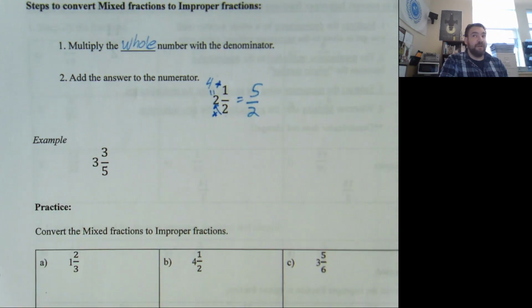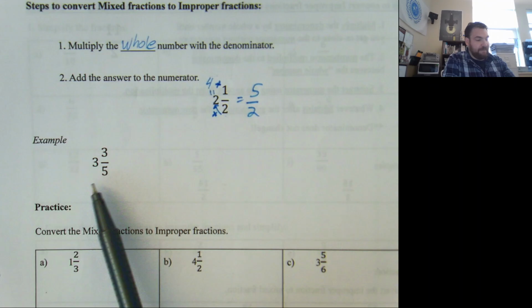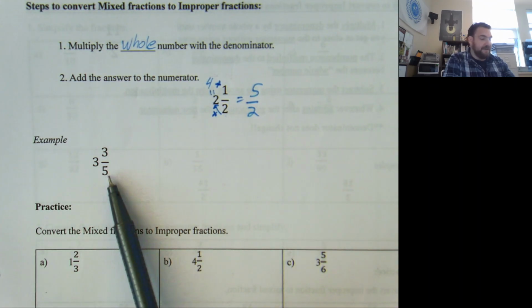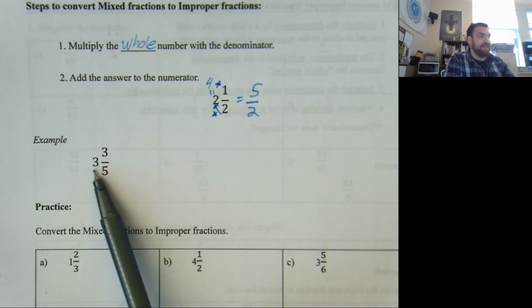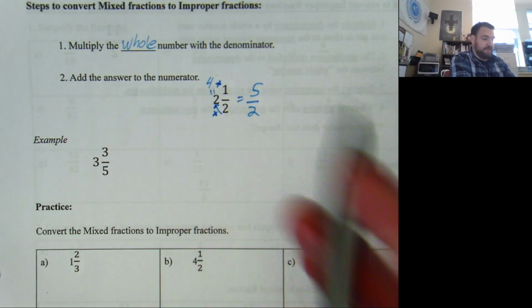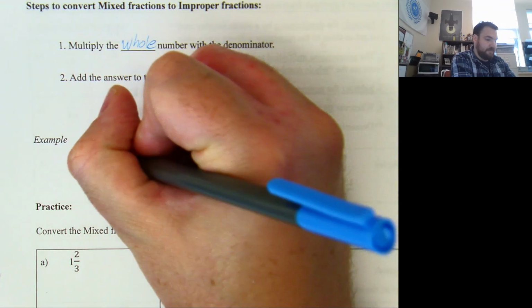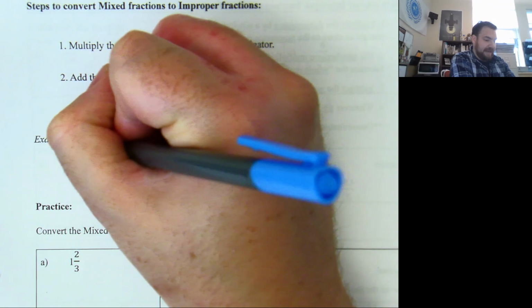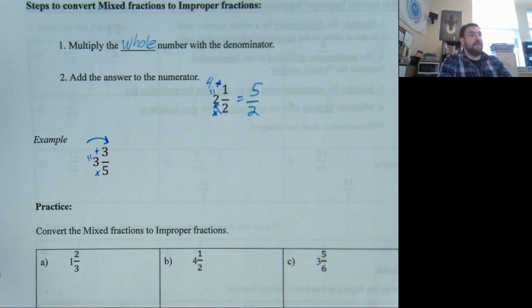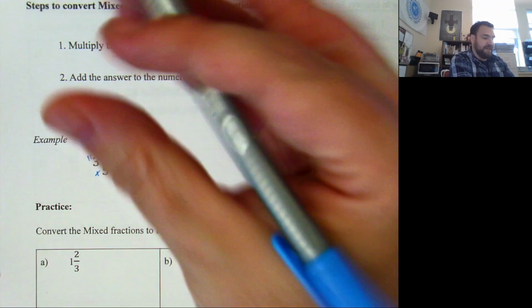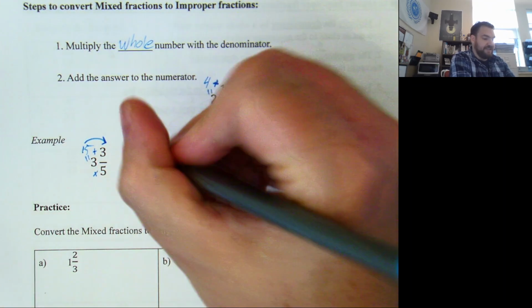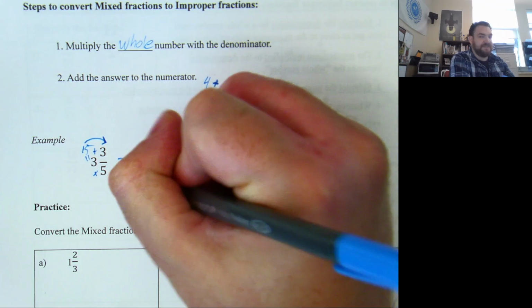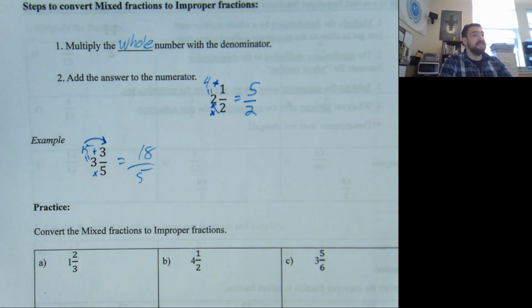Relatively straightforward. So what would this thing be? I'm going to take my denominator and multiply it by the whole number. I'm going to add it to the numerator. What do I get? Hayden, 5 times 3 is? 5 times 3 is 15. Plus 3 is 18. So this thing becomes 18 fifths. Nice and easy, relatively straightforward.